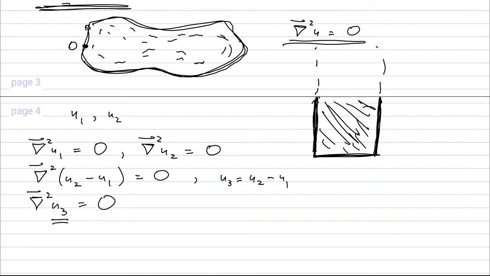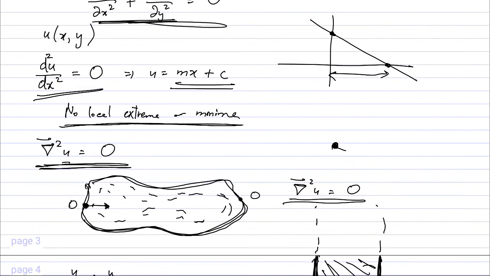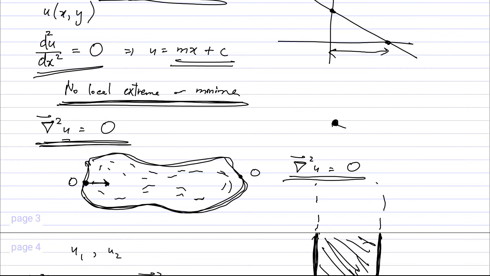If you move inwards, suppose u3 actually increases as you go from here to here. Remember, u3 satisfies the Laplace equation. If it increases, then the value of u3 on the boundary is smaller than the value of u3 at a point slightly inside this region. But then you are violating the fact that there are no local extrema, because if it increases when you move inside, it also has to decrease eventually to bring the value of u3 back to 0, since u3 is 0 at this point as well. Then you'll end up at a maximum point somewhere in between. And that is not true, because there is no local maximum or minimum.